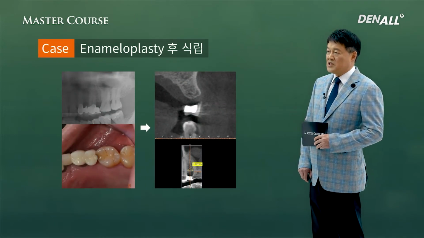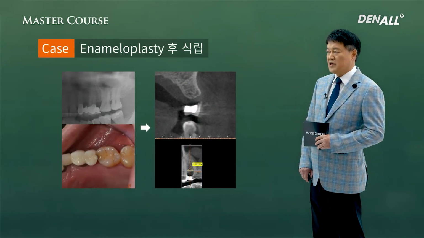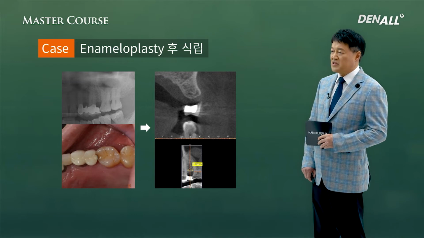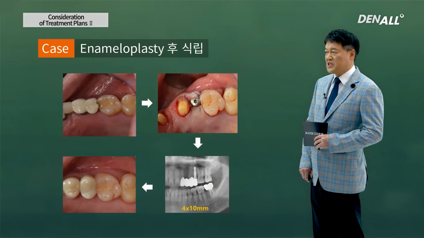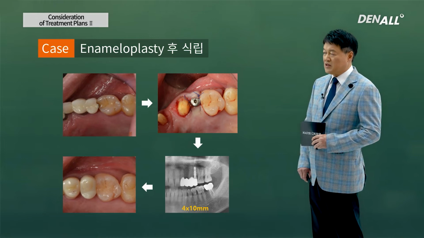As you can see, number 25, pontic area, I wanted to place the implant, but orthodontic treatment was impossible. Enameloplasty was done to secure space and the implant was placed. That was how it was completed.